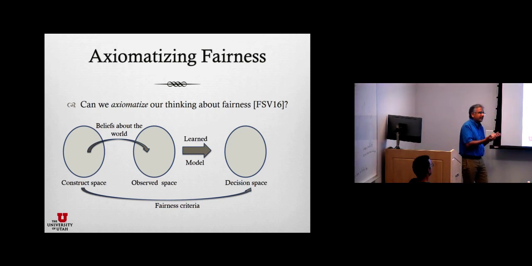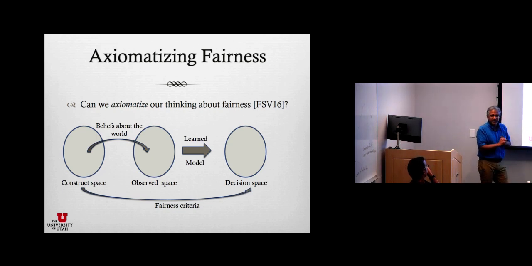What I'm arguing here is that what we think of as the feature space is really a set of features we want to use and a set of features we end up using. And the way we go from the features we want to use to the features we end up using involves some kind of transformation which is mediated by beliefs we have about the world.